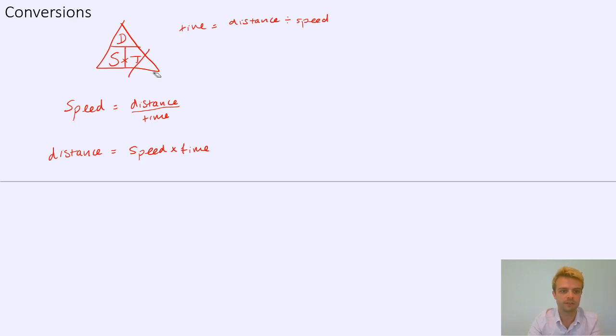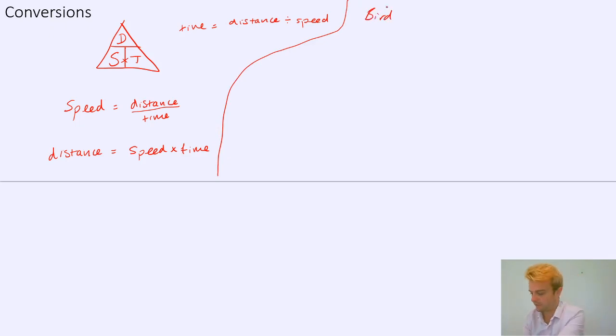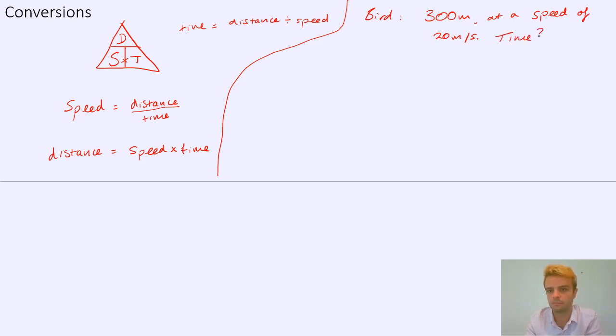Right, so let's see what that looks like in a question. If I tell you two of those pieces of information, distance, speed, or time, we can work out the last one. So if I tell you that a bird flies 300 meters, that's the distance. It flies 300 meters at a speed of 20 meters per second. I would like to know the time it took. So time, question mark? So a bird flies 300 meters at a speed of 20 meters per second, and I want to work out the time.